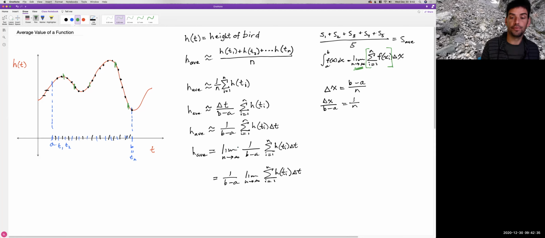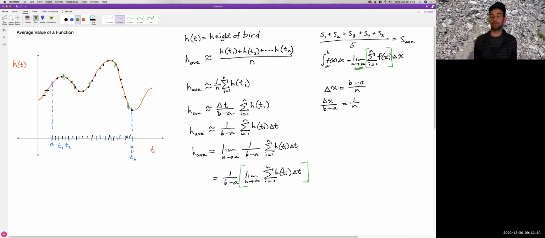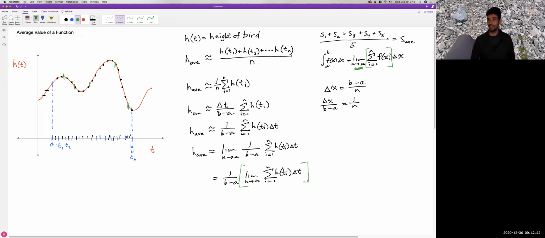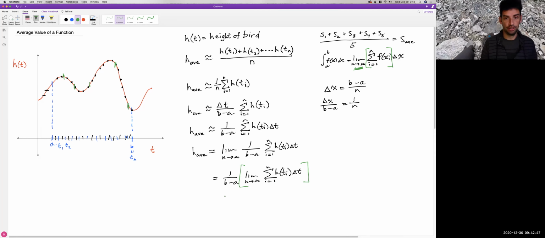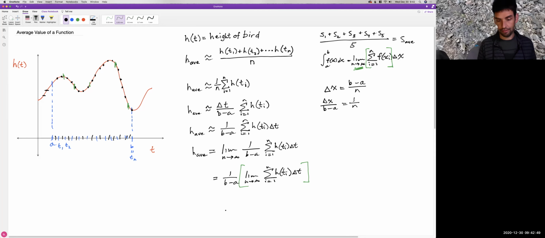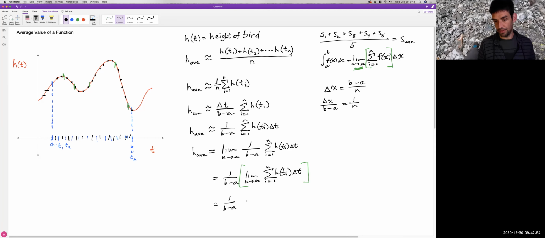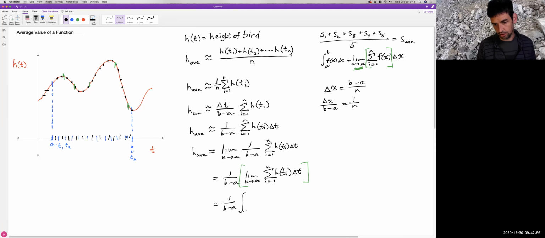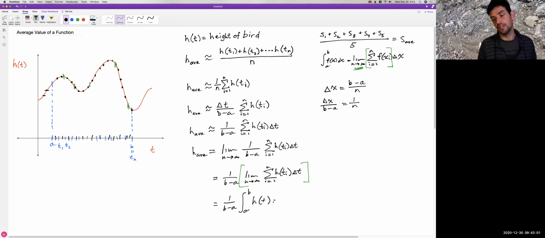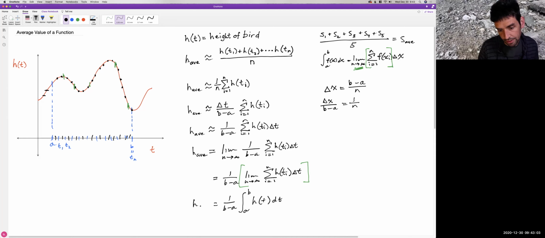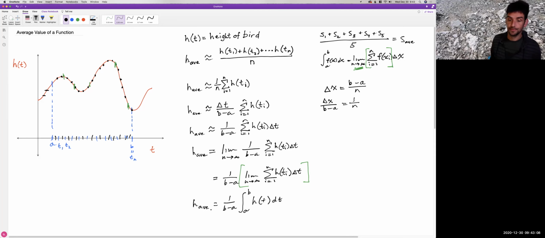And now we see something maybe not quite familiar yet, still pretty new, but should be getting familiar. That thing in there, that thing we're staring at, is the definition of the definite integral. So my 1 over b minus a is still sitting here, but this thing in here is just the definition of the integral from a to b of h of t dt. And this is what we call h average, okay?